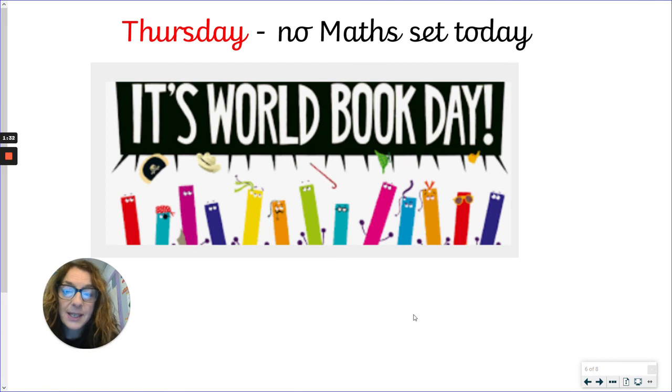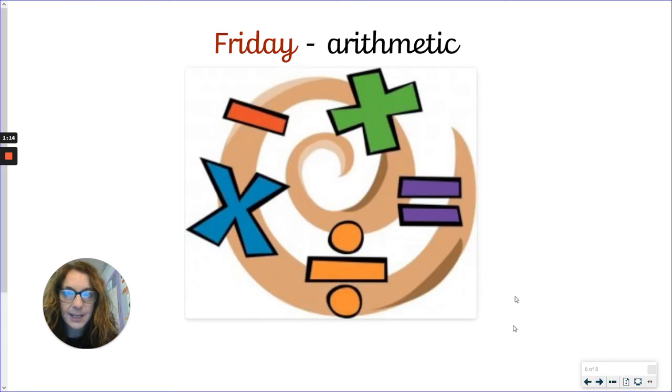Now on Thursday, there's no particular maths set because it's World Book Day, and I know that your teachers are going to be setting you a whole load of different activities linked to reading and books to carry out on Thursday. If you want to still do some maths, then obviously you can always log on to Mathletics and have a go at some activities on there. And on Friday, as always, you're going to finish with your arithmetic.